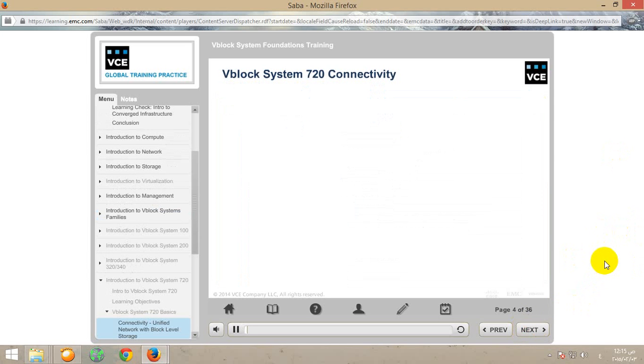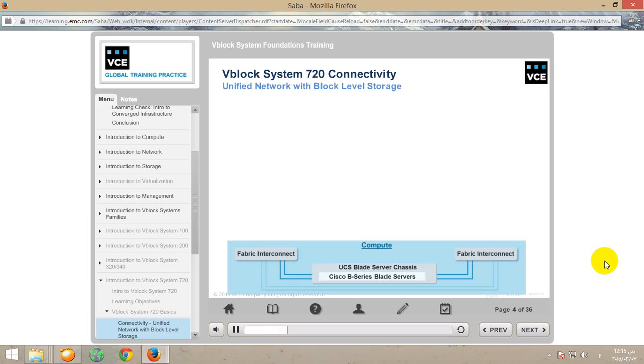Let's take a few minutes to address the connectivity within the vBlock System 720. You'll see that there are some similarities with other vBlock systems, but also important differences to understand. We'll start with a look at systems architected with unified networking and block-level storage. Like the vBlock System 320 and vBlock System 340, Cisco B-Series blade servers with blade server chassis and fabric interconnects are used in the vBlock System 720.